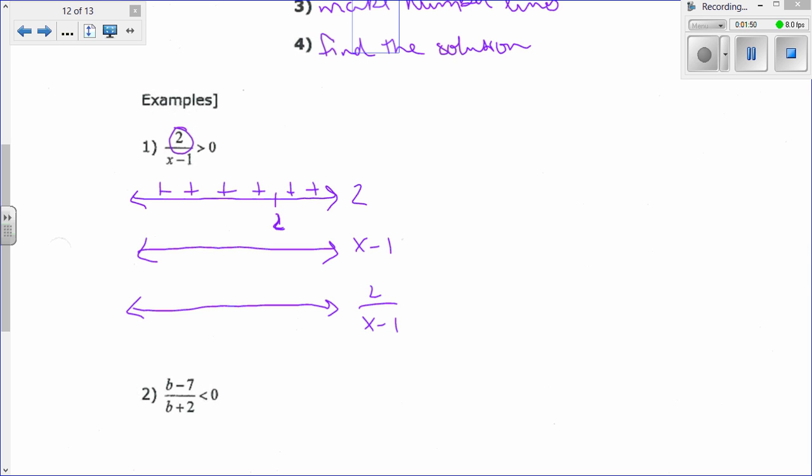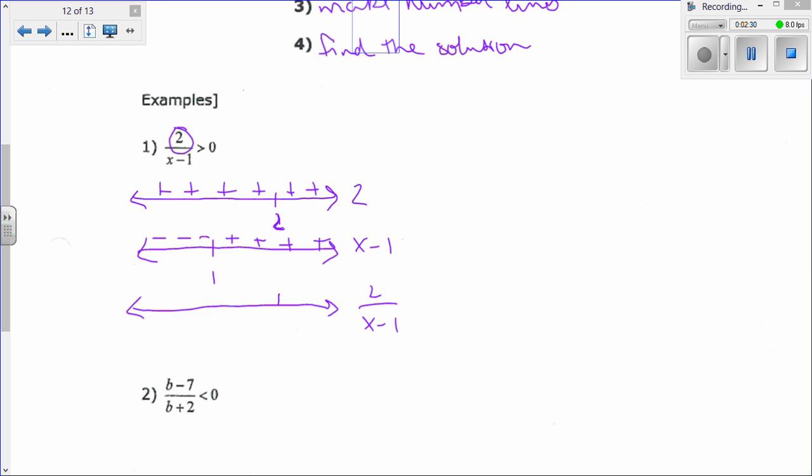X minus 1 is equal to 0 when x is equal to 1. So if I put 1 in for x, I get 0. If I were to put a number less than 1, say for example, negative 5, negative 5 minus 1 is negative 6. So that means to the left of 1, I'm negative. If I put a number greater than 1, like 2 or 10 or 100, 2 minus 1 is 1. 10 minus 1 is 9. 100 minus 1 is 99. That is always positive.